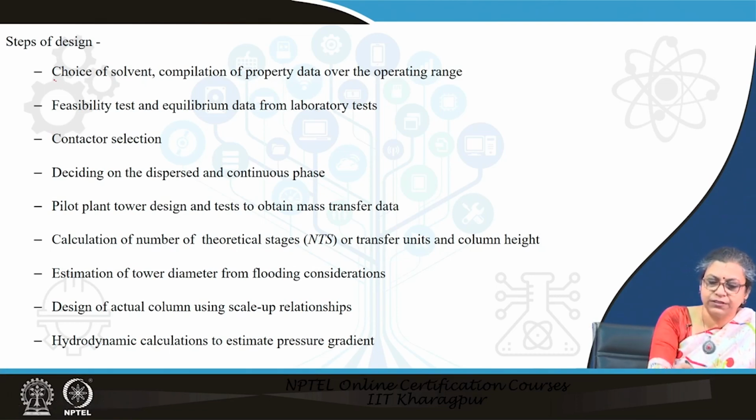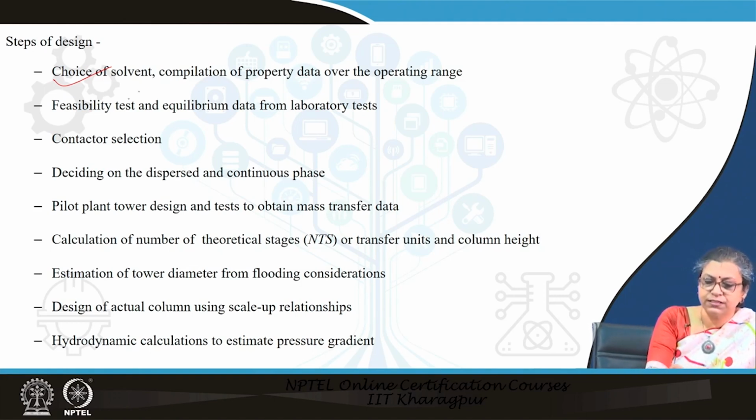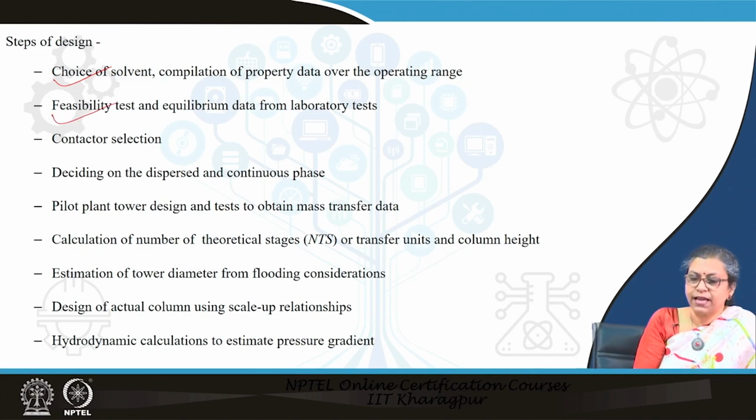So, a proper solvent has to be selected, and once the solvent has been selected, the equilibrium data has to be collected over the entire operating range. Solvent selection was already discussed in your previous lecture, so the same thing holds here. Next, once the solvent is selected, you have to do the feasibility test, and the equilibrium data has to be obtained from laboratory tests. These, as I have mentioned, can be done either in a batch system or a co-current system also.